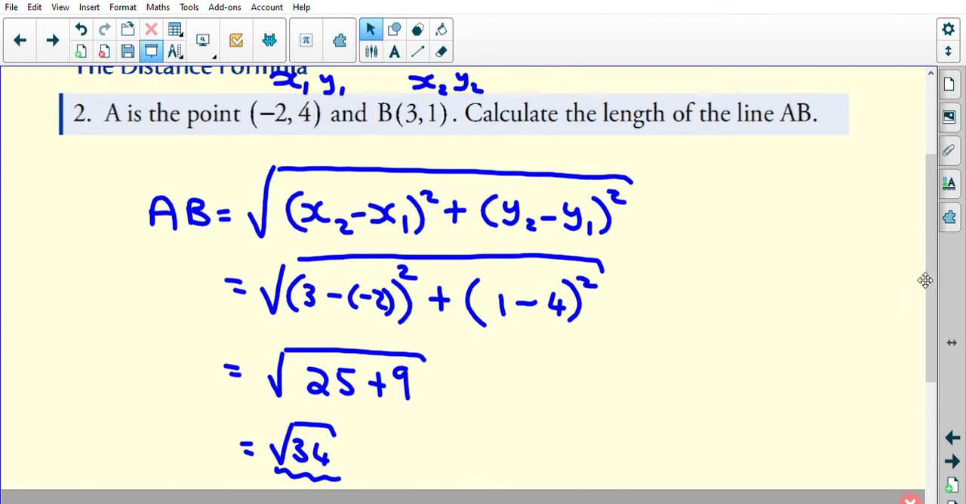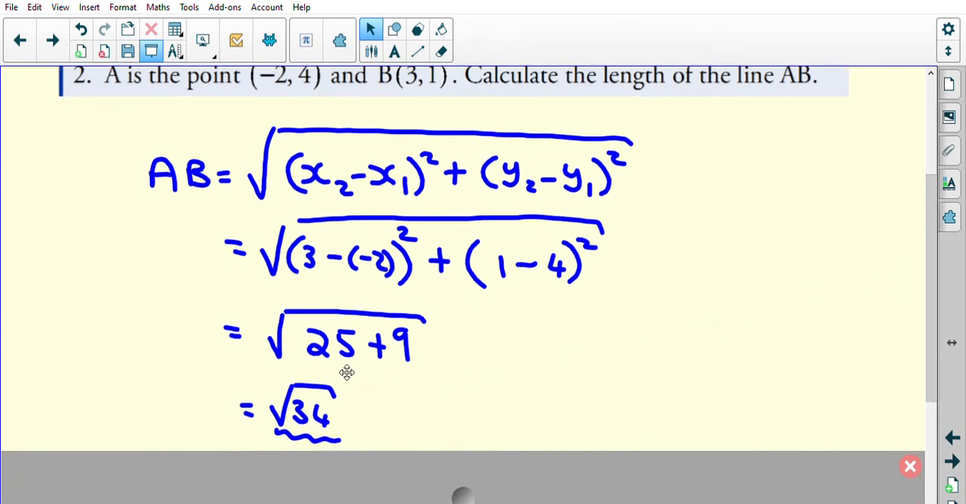Now, at higher level, we can leave it at root 34, we can leave it as a surd, okay? We might need to sometimes with a question simplify it using our surd skills, however this one cannot be simplified any further than root 34. Okay, so that is an example of how it can be used there.